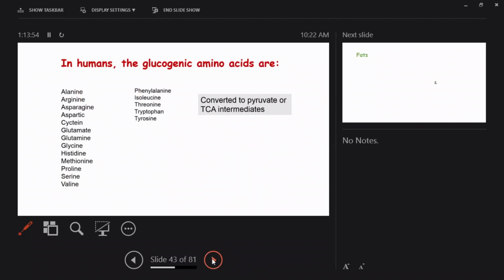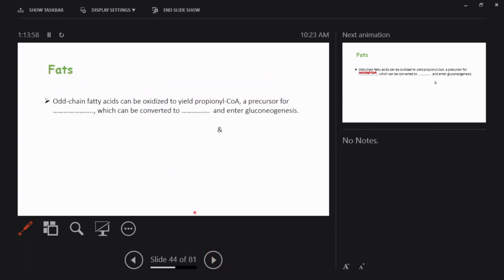What else? You still remember this list here? Oh, fats. Odd chain fatty acids also can be oxidized to yield propionyl CoA, a precursor for succinyl CoA, which can be converted to pyruvate and enter gluconeogenesis. So some types of fats, such as odd chain fatty acids, can be used to produce glucose via gluconeogenesis. Not all fats. The even chain fatty acids cannot be used to produce glucose via gluconeogenesis.